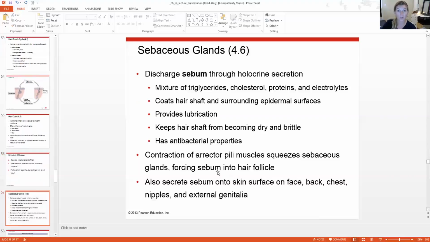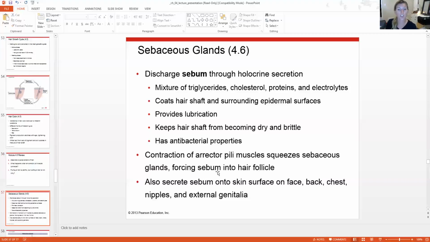The sebum, or oil, is a holocrine secretion, which again just means those cells kind of burst. It's a mixture of triglycerides or fat, cholesterol, proteins, and electrolytes. It serves to coat and protect the hair shaft and the surrounding epidermal structures. It provides lubrication for the skin, keeps it moist, and helps to form that waterproof boundary. It also has antibacterial properties. All body secretions have antibacterial properties to help protect the body against invaders. Remember, the skin's first job is protecting.